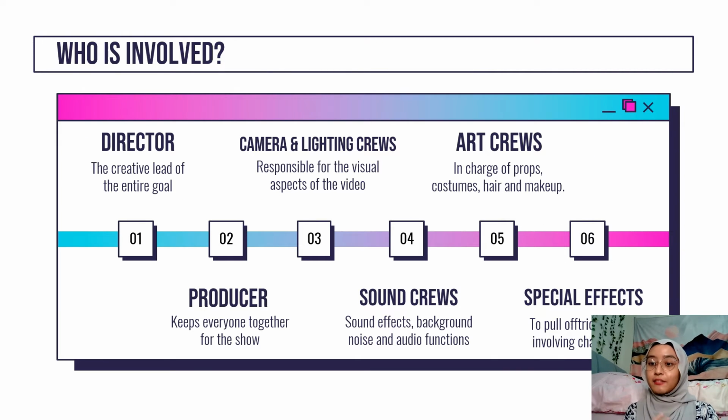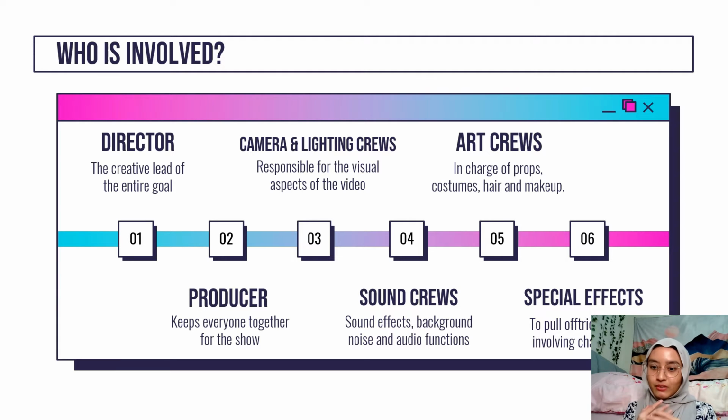Okay, who is involved in video production? Although video production can be done alone, it is highly necessary to have a group of people to work with in order to produce an amazing video. First, we have the director, who is the creative lead and in charge of making sure that the story, goal, and concept are achieved. And then we have the producer, the one who brings everyone together to keep the show running smoothly.